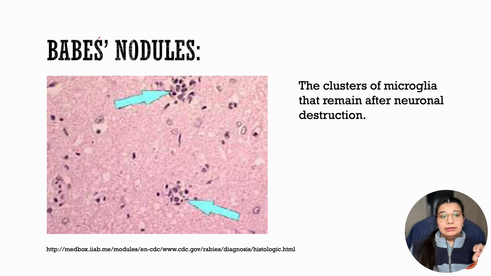Third, we do see Babes nodules. Now, what are Babes nodules? These are what we see on your screen, I'm highlighting with the pointer. They are clusters of microglia that remain after neuronal destruction, which occurs in rabies. So what are microglia? Of course, these are the phagocytes which come in and eat all the dead neurons, and this is how the destruction process occurs within the central nervous system. So, microglia, and these are the Babes nodules, the third characteristic finding of rabies.